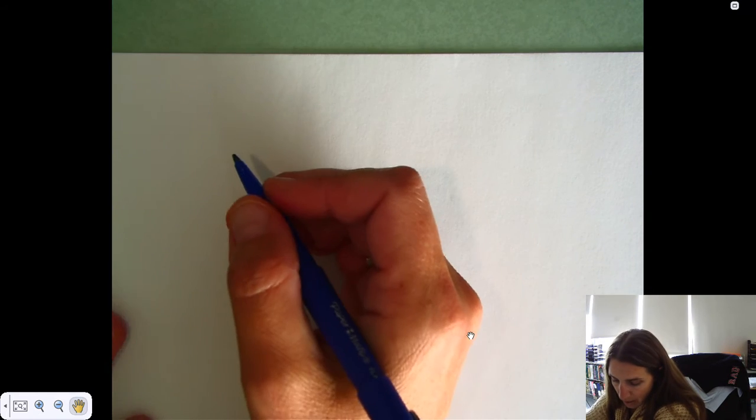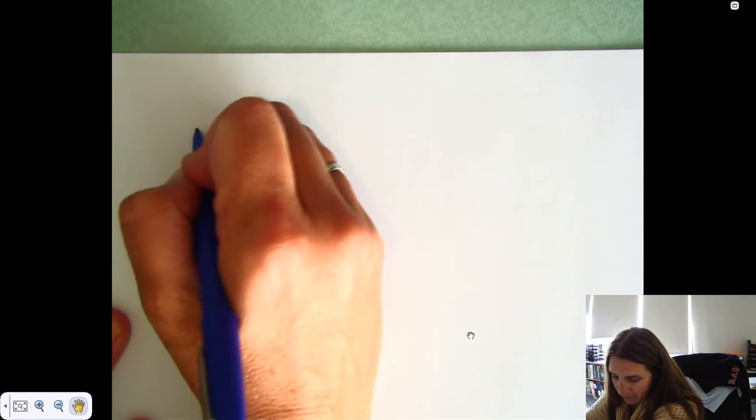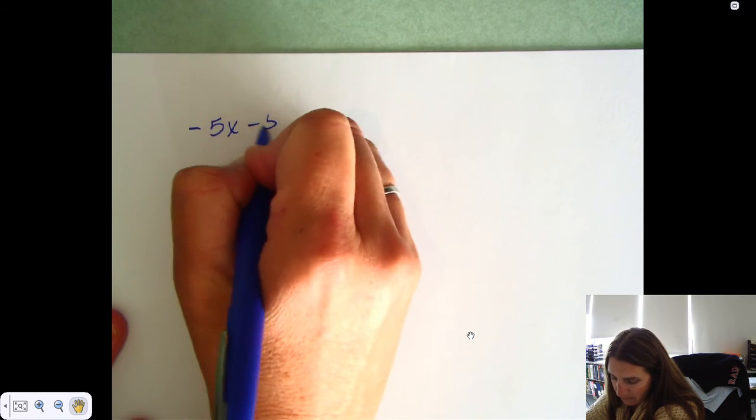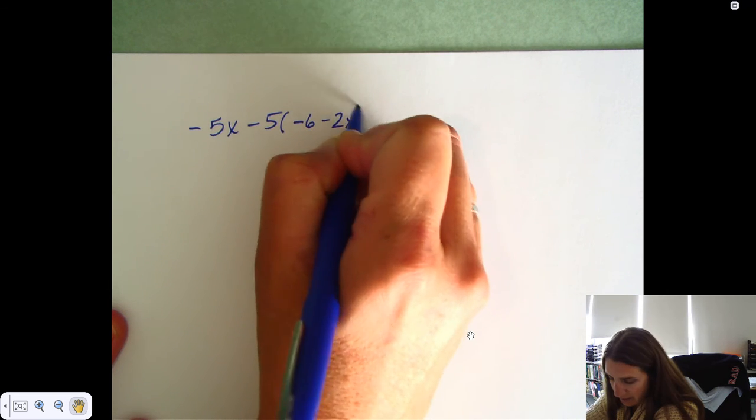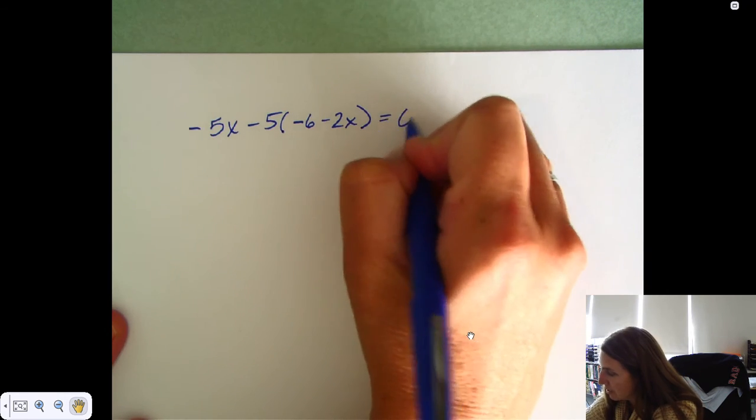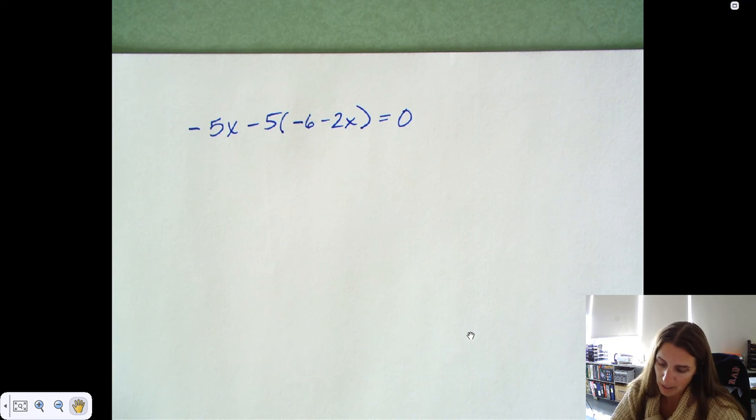Okay. Let's take all of those skills and put them into one problem and see how we do. So we have negative 5x minus 5 times negative 6 minus 2x, parentheses closed, equals 0. Go ahead and take a minute to write that down.